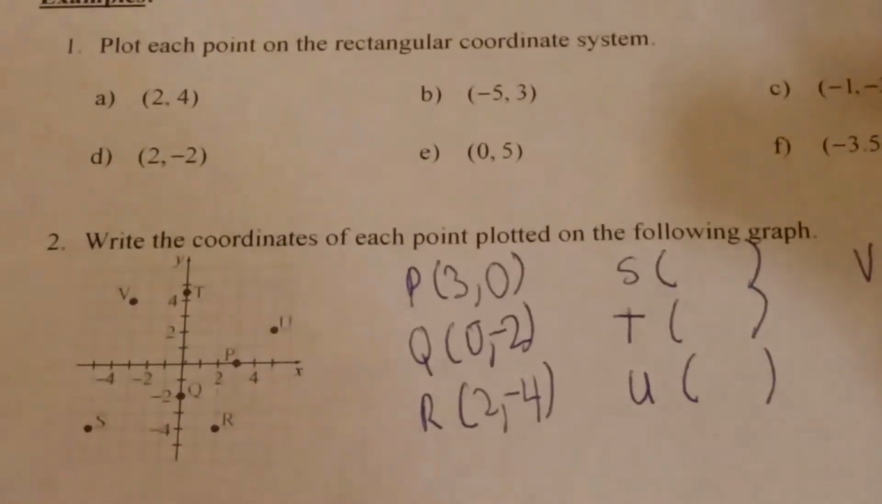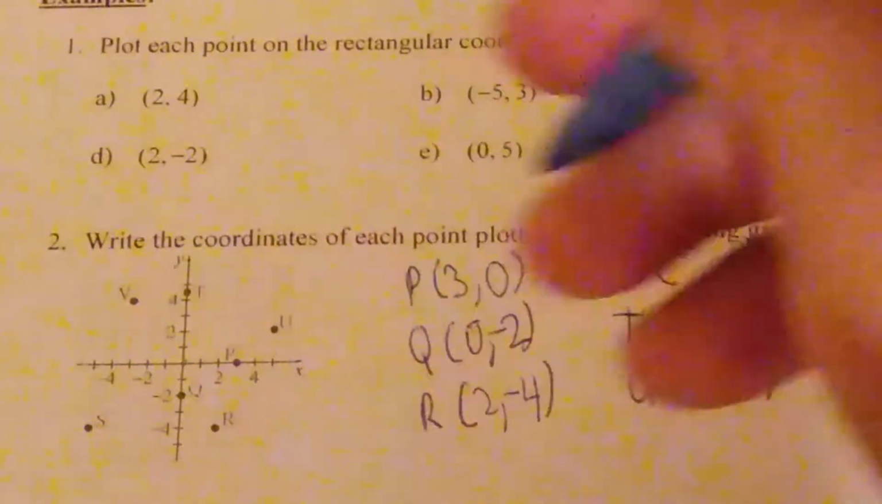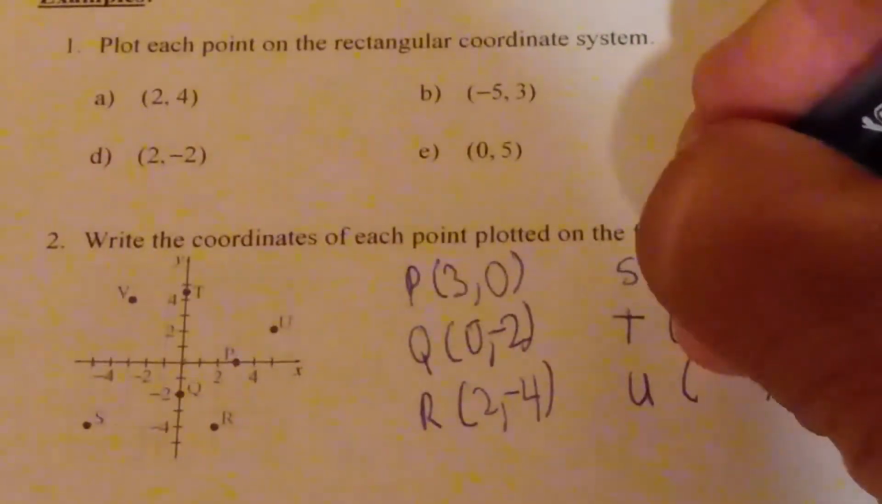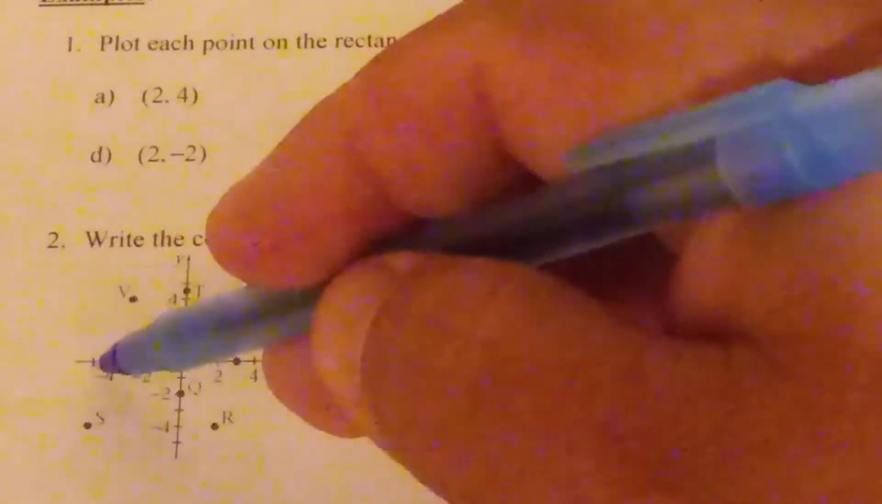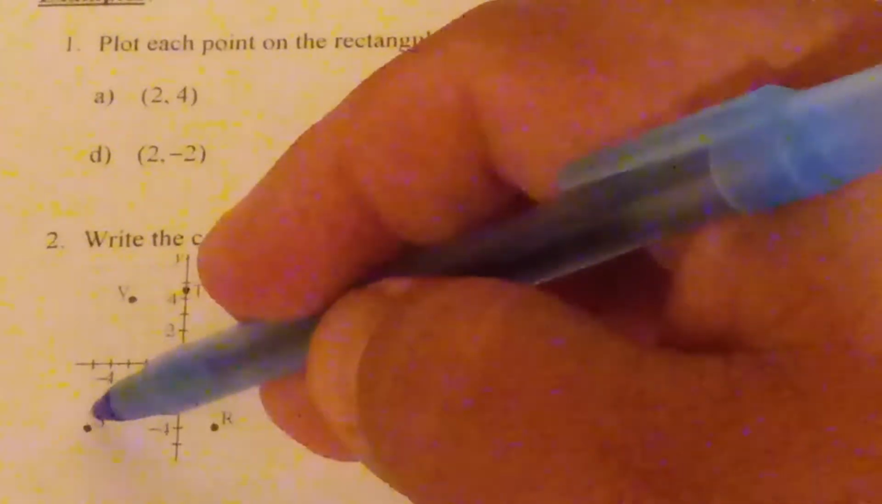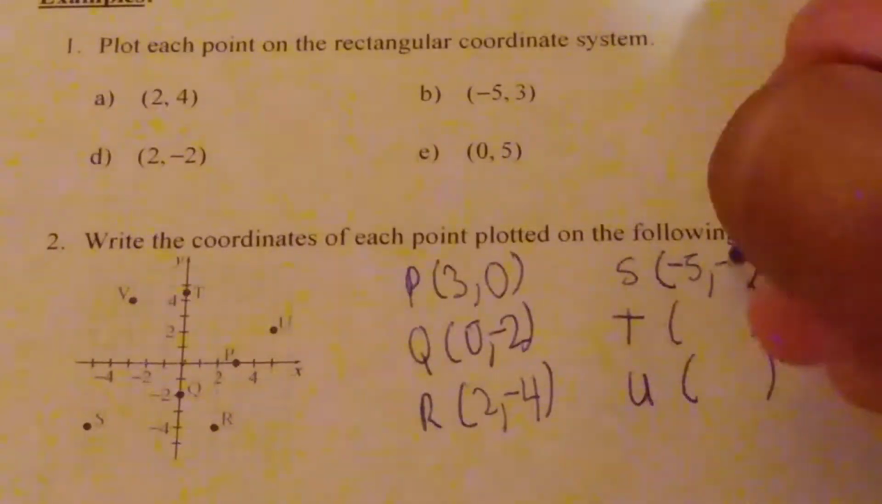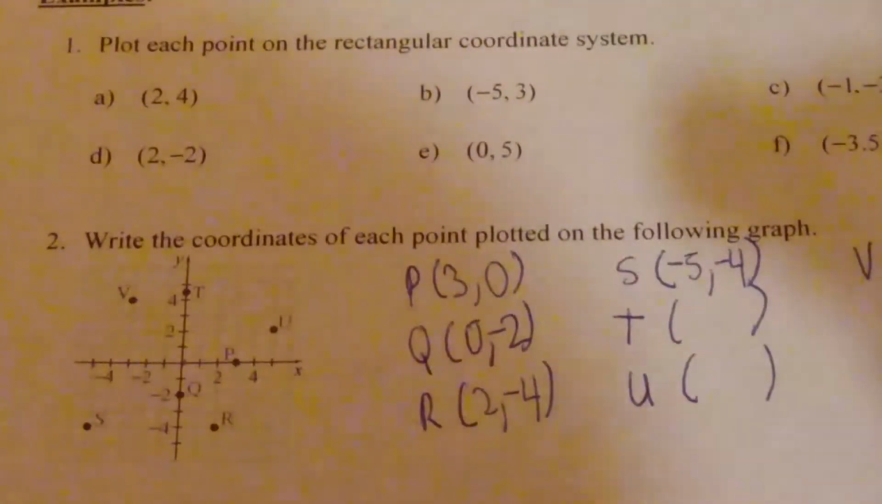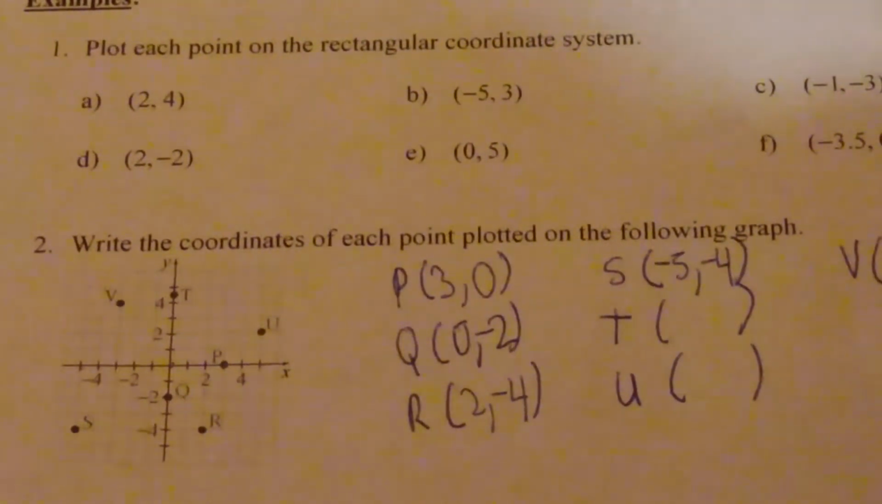Our next value is S. So once again, start from the center. 1, 2, 3, 4, 5. But it's to the left, so it's negative. So your X value is -5. And then you're going to move down 1, 2, 3, 4. So your value for your Y will be -4. So once again, what they want you to do is to go ahead and practice with this.